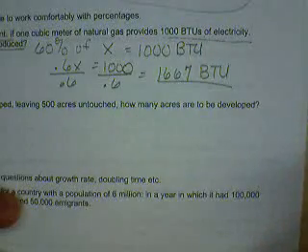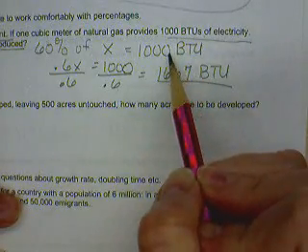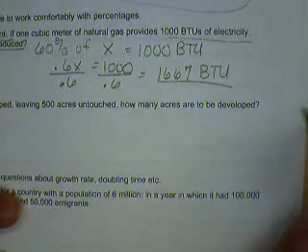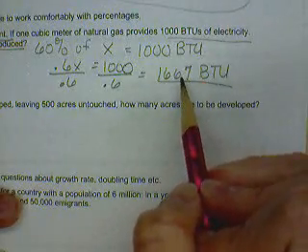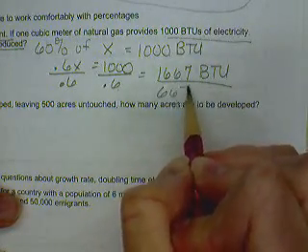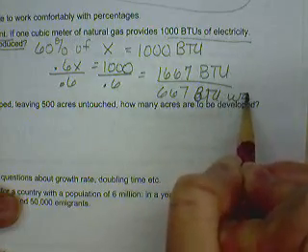Well, this is the number I started with, and this is what I got in electricity. So how much was waste heat? Well, you have 1667 minus 1,000, so we're going to end up with 667 BTUs of waste.